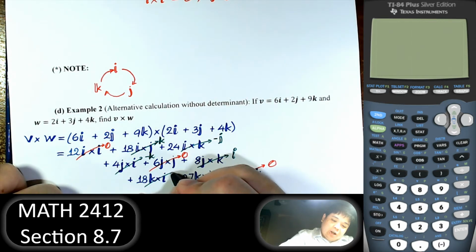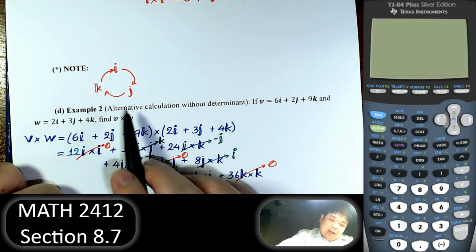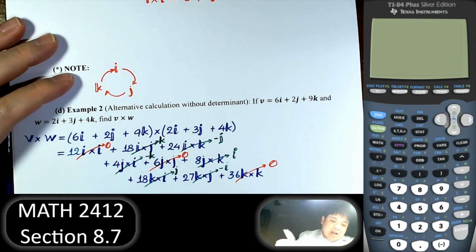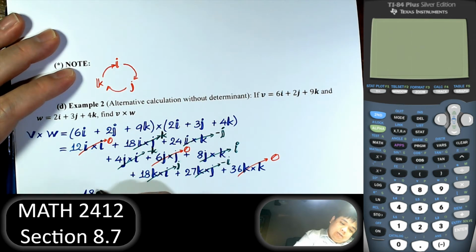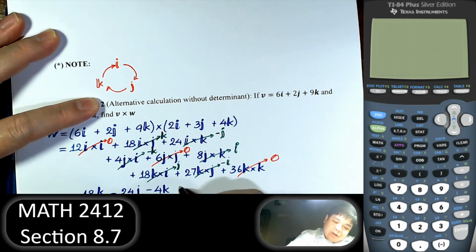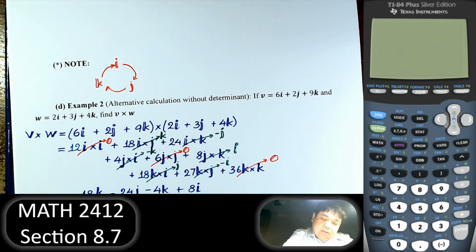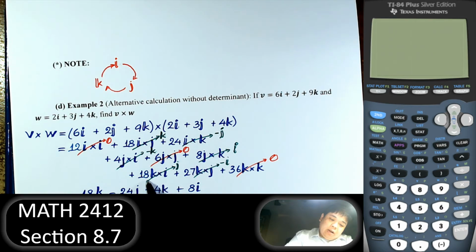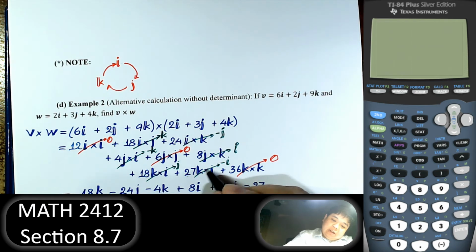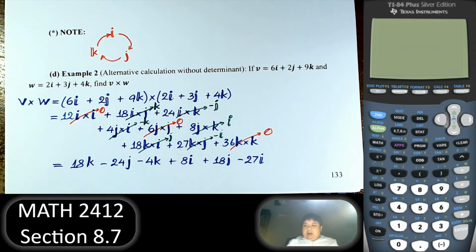K cross I, yes, that is j. And k cross j, that backward, negative I. To put all of that together, we have the 0 vector because we don't need to write that, but what we have is 18k minus 24j minus 4k plus 8i and plus 18j minus 27i. And then just combine like terms.